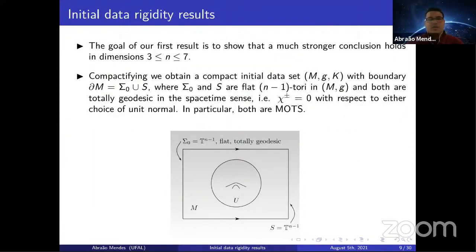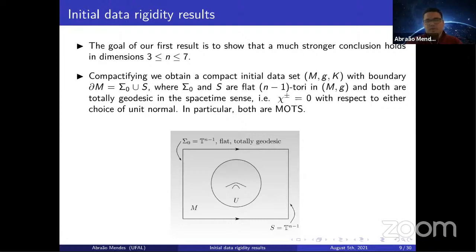But what we are going to show is that a much stronger conclusion holds in dimension between 3 and 7. Okay, in particular, our result implies Lohkamp's result. In particular, using the reduction proved by Lohkamp, our result implies the space-time positive mass theorem.